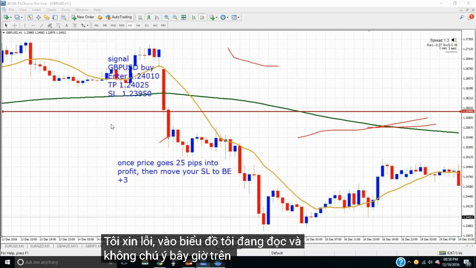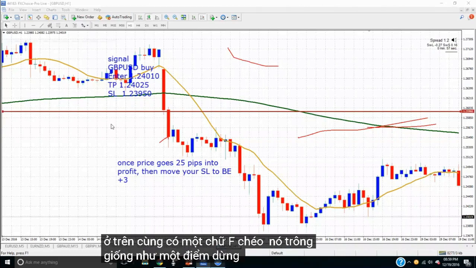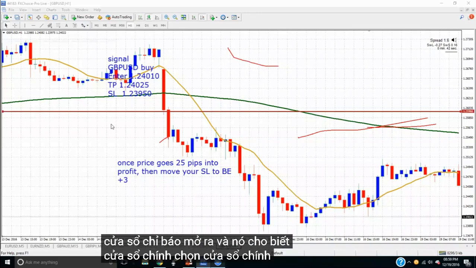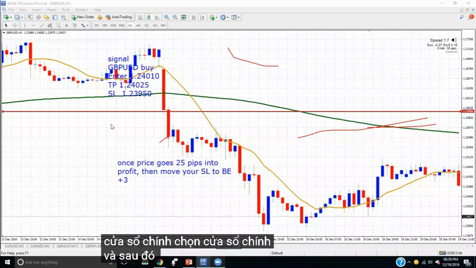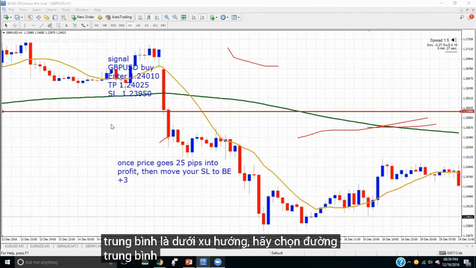Now on chart, up at the top, there's a cross, an F that looks like kind of an F stop, and then there's some symbols. Click on the F. Now an indicator window opens and it says main window. Select main window. And then it says trend, and then moving average is below trend. Select moving average.